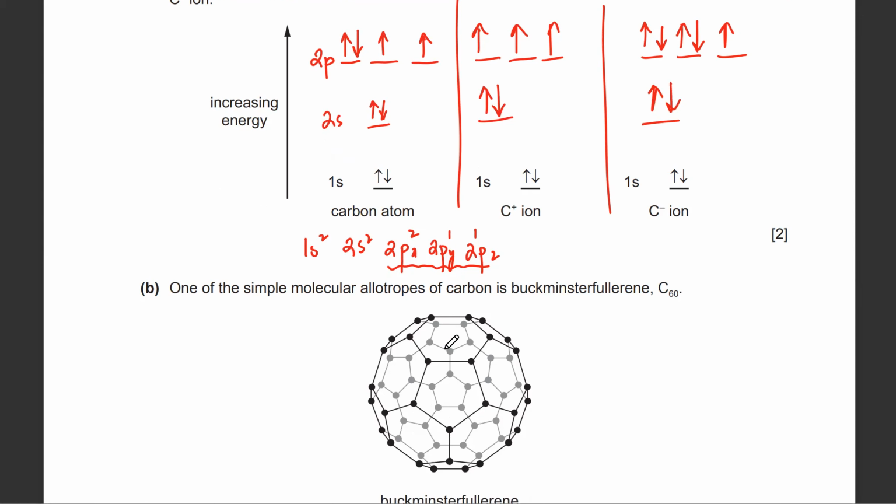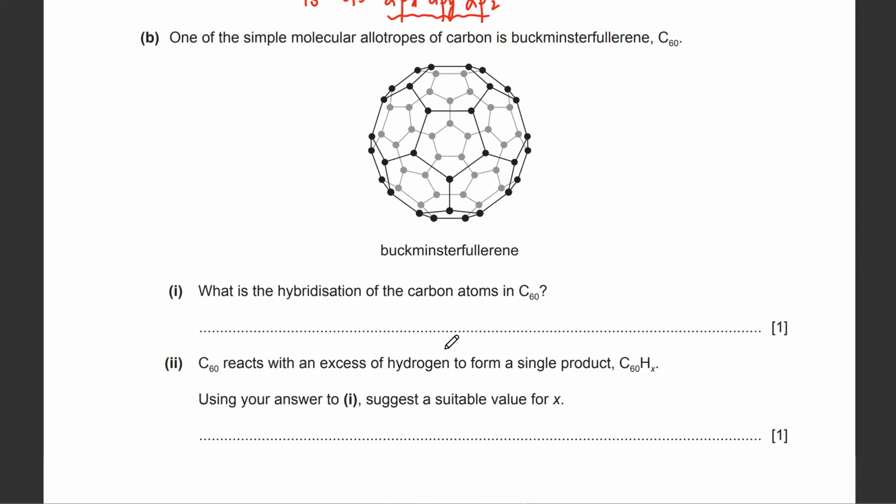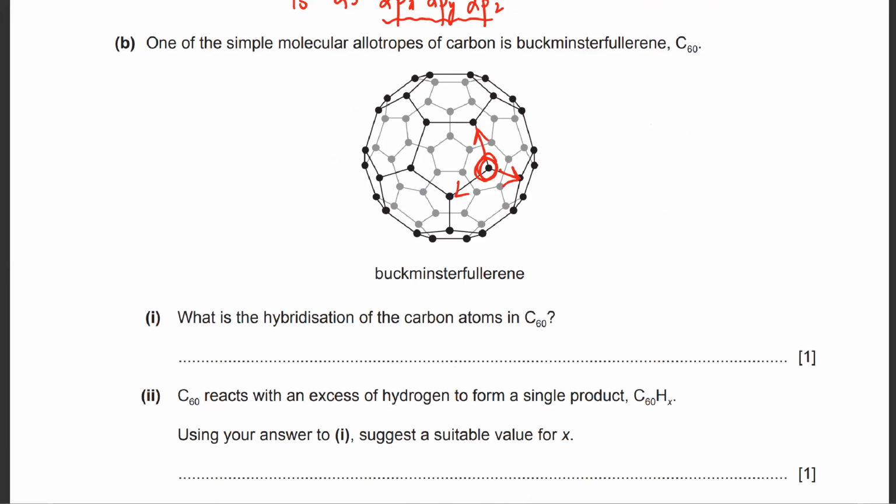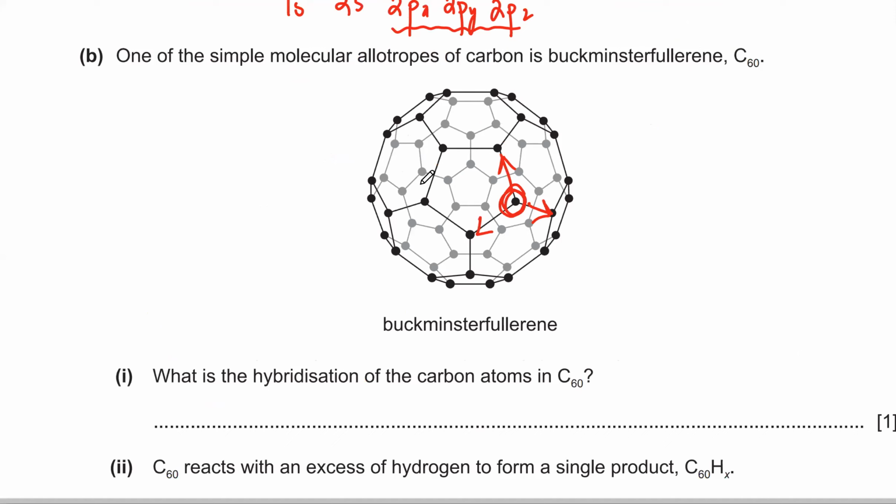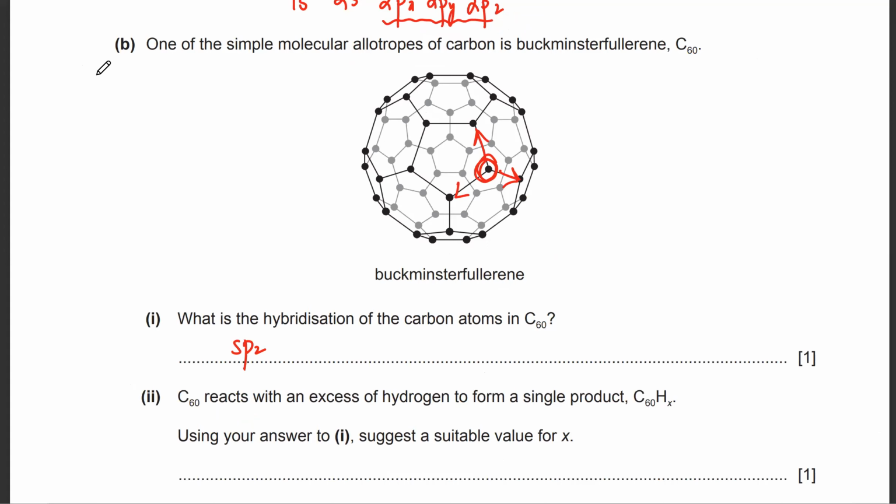This is one of the allotropes of carbon, which is C60. What is the hybridization of a carbon atom in C60? If you look at a carbon atom, it's bonded to 3 atoms. If you have a close look at it, each carbon atom is bonded to just 3 atoms. So when it's bonded to 3 atoms, what is the hybridization? Is it sp2, sp3, sp what? sp2. Okay, so it's going to be sp2. If carbon was bonded to 4 atoms, that's sp3.